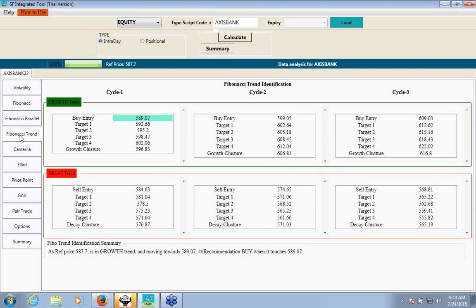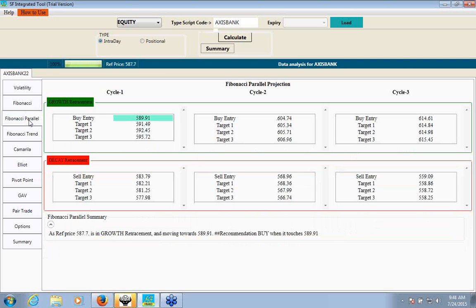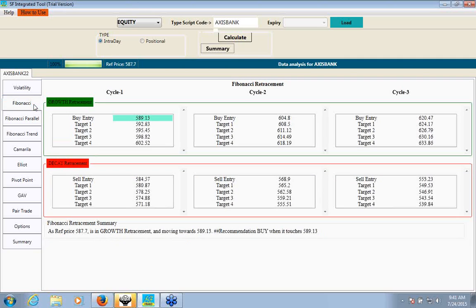Now Fibonacci trend, what it says, it is in the growth trend, buying is recommended. Fibonacci parallel projection, what it says, it is also in the growth trend, recommends buy. Fibonacci retracement also says that you are in the growth cycle, so you try to buy.